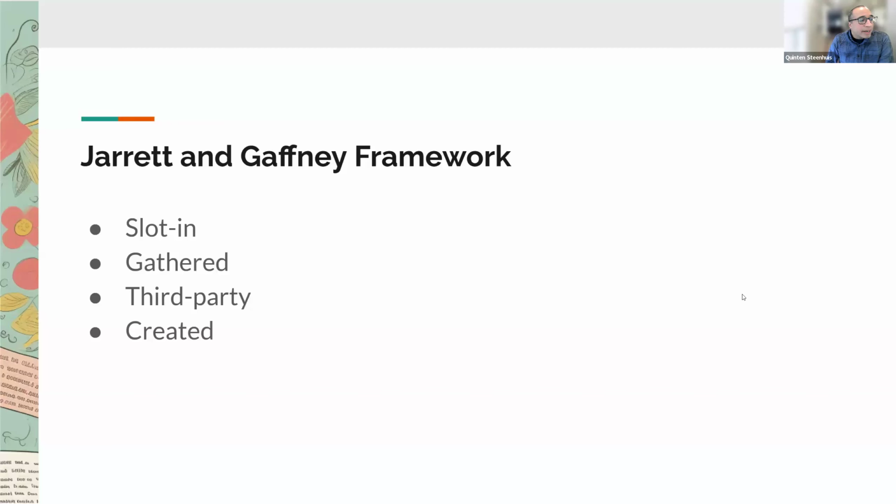So I'm going to go quickly through this part because I really do like the Caroline Jarrett and Gaffney framework that they've created to help think about the kind of choices, the questions we're asking our users. But it's not the most important part we're going to be able to do today. So they proposed this idea that every kind of information you ask of a user can be grouped into one of these 4 categories: slot-in, gathered, third party, and created. So we'll go through those.